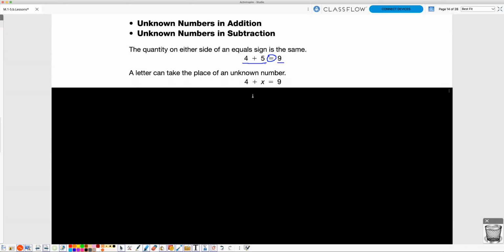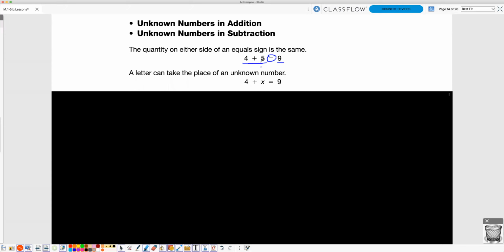A letter can take the place of an unknown number. So for example, if you have 4 plus x, it equals 9. What is x? Well, this is an unknown number in addition. See, it's addition and it's an unknown number. It's been labeled x. We know the number because we already know that this sum minus this addend will equal the unknown.